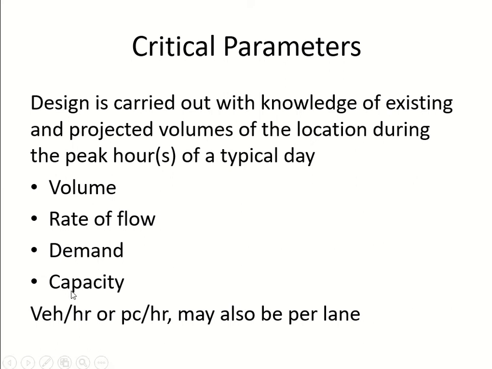And then we have the capacity, the maximum number of vehicles that can pass through the highway in an hour. All these terms can be in vehicles per hour, or they can be passenger cars per hour as well. We will discuss passenger cars per hour and how we get it in the next chapter. You can also divide the volume, rate of flow, demand or capacity by the number of lanes, so you get vehicles per hour per lane or passenger cars per hour per lane as well.